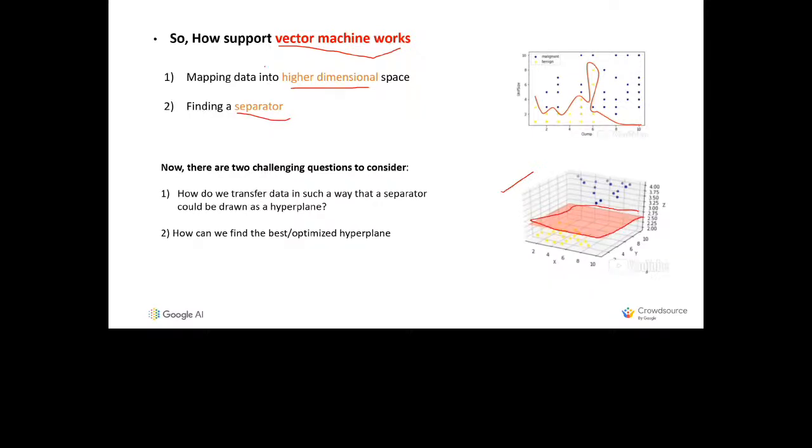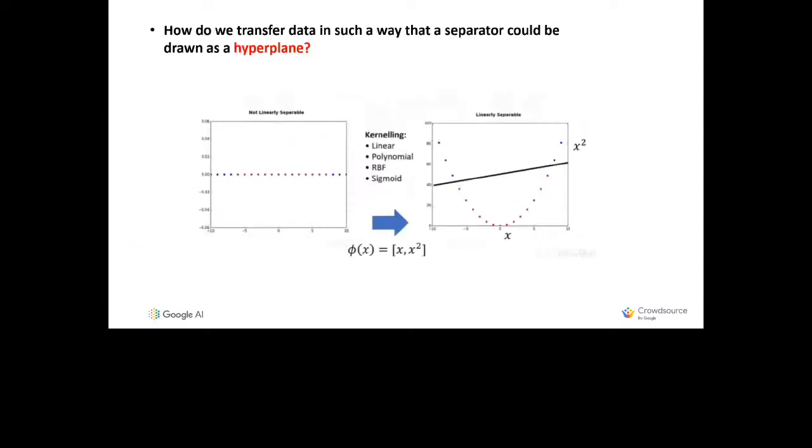So now the question arises. Two challenging questions arise. The first question is, how do we transform data in such a way that a separator could be drawn as a hyperplane? And the second question is, how can we find the best optimized hyperplane? All right, so let us answer these questions one by one. How do we transform data in such a way that a separator could be drawn as a hyperplane?